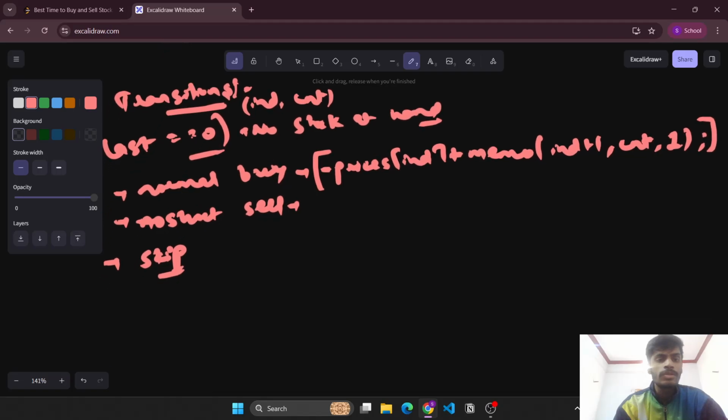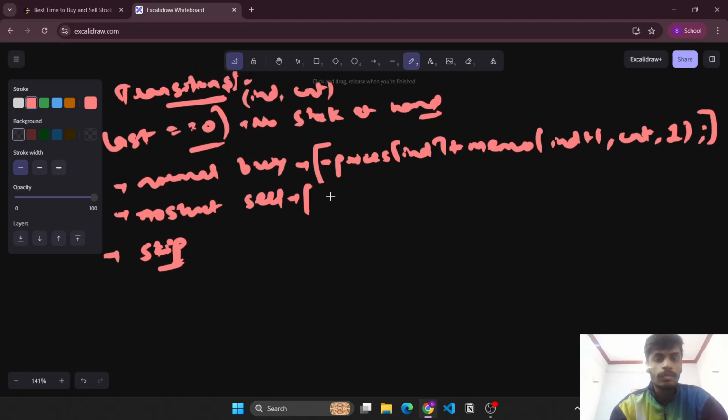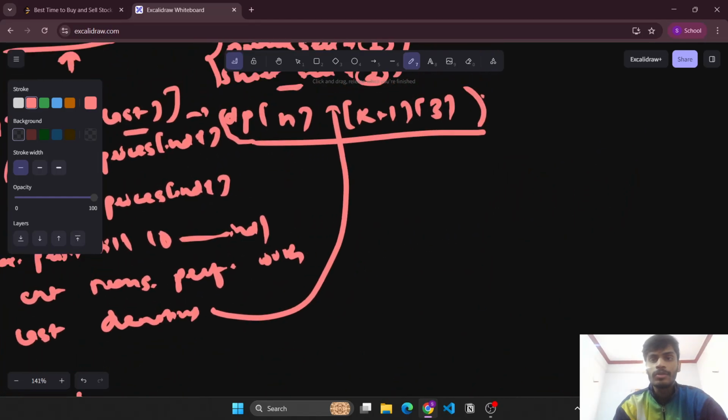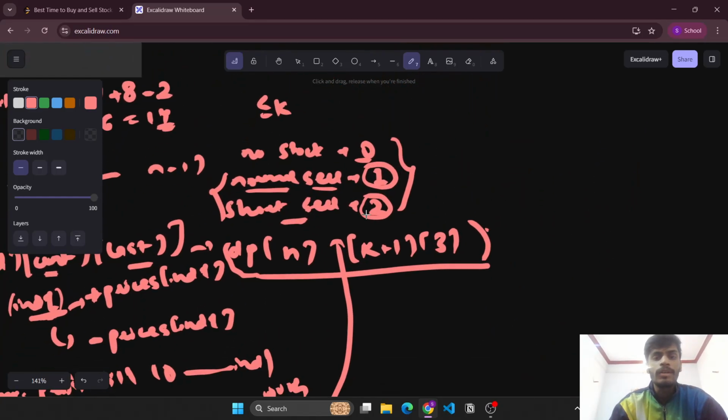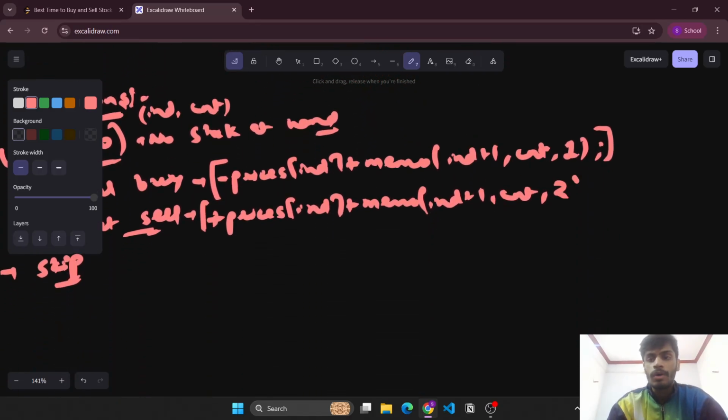Now the second step is to short sell. For short selling, we can sell on the current day only. So what profit will we earn? We'll earn plus prices of index. And now we'll again call the memo function for index plus 1 and count. Since we have done a short sell, we need to identify it differently, so we identify it by the value 2. So this last will become 2 now.